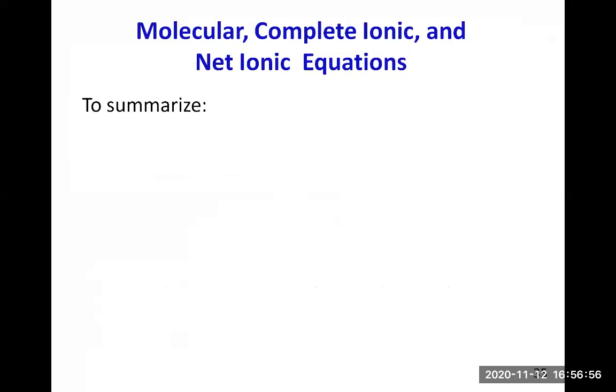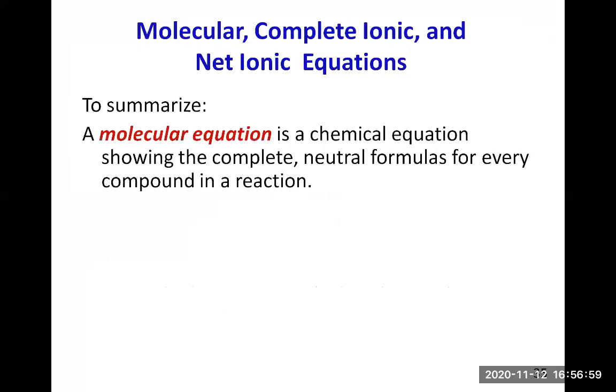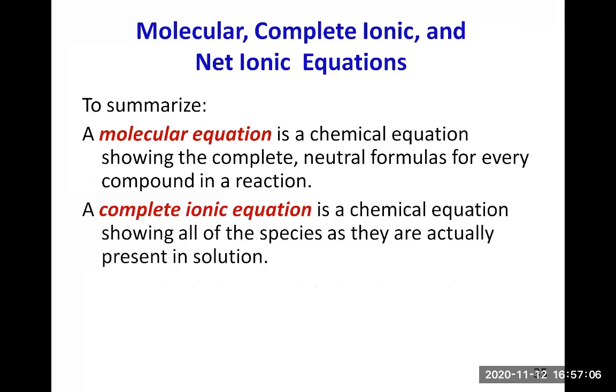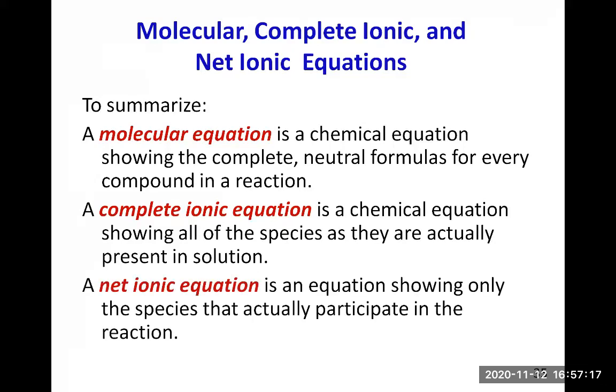So to summarize, a molecular equation is a chemical equation showing the complete neutral formulas for every compound in a reaction. A complete ionic equation is a chemical equation showing all the species as they are actually present in solution. So it shows the ions if you have ions. And then the net ionic equation is an equation showing only the species that actually participate in the reaction. And so it omits the spectator ions, those that are not involved in the change.